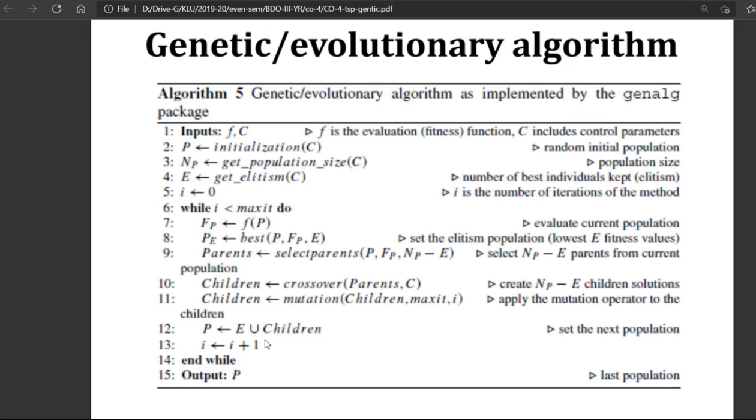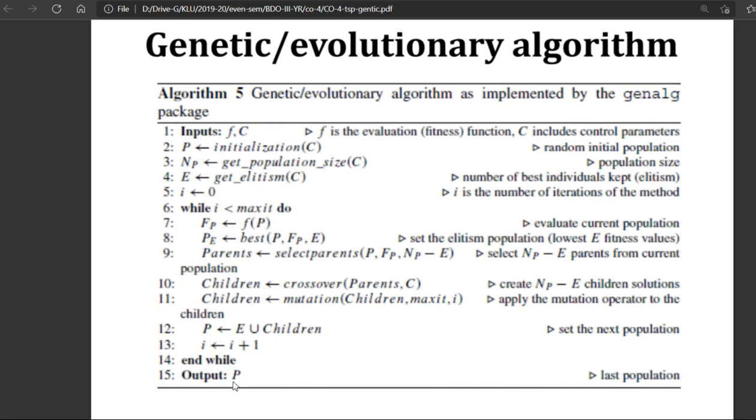In the 12th step, the children get appended with the elite members and are passed on to the next, new population. The solutions in the elite and the solutions in the children are called the new population. Like this, steps 7 to 13 are executed until you reach the termination criteria. In this case, the termination criteria is the maximum number of iterations.